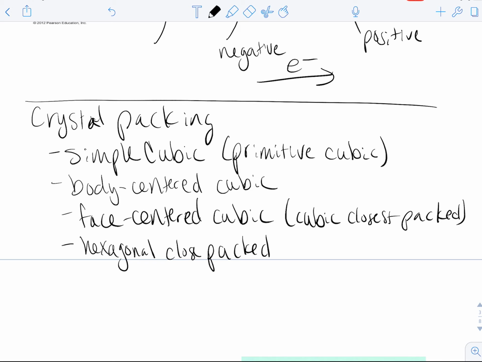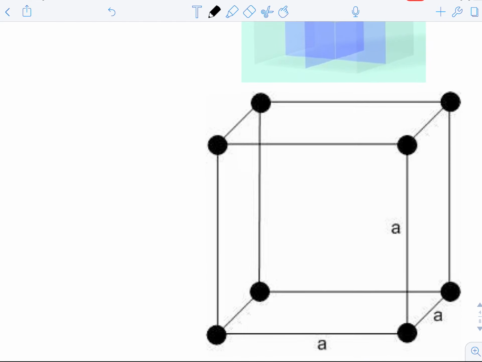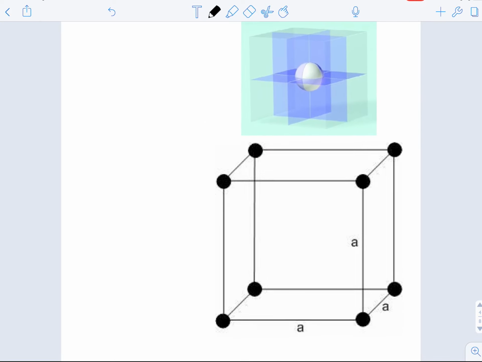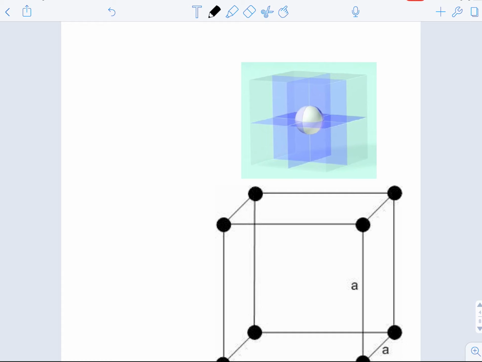So these are ways that we can take our metal atoms and get them into a packing arrangement. And each of these arrangements are going to have different amounts of empty space and different efficiencies about their packing. And we'll look at that a little bit more later. Our very first one that we want to look at is simple cubic. So this is what the simple cubic looks like. We have a unit cell where we have lattice points on each of our corners. And each of those corner lattice points are shared with 8 different unit cells.